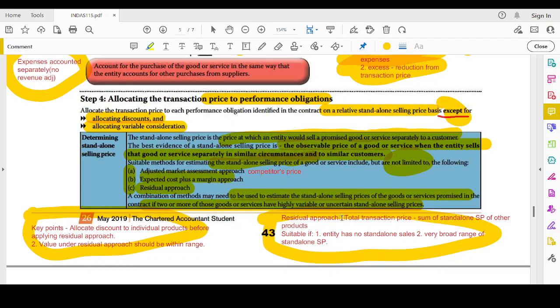For example, I don't know the amount of the warranty. So what is the total transaction price? 30,000 minus the sum of standalone selling prices, 20,000, plus the service component, 3,000. So the net will be 7,000. That will be treated as the warranty transaction price.